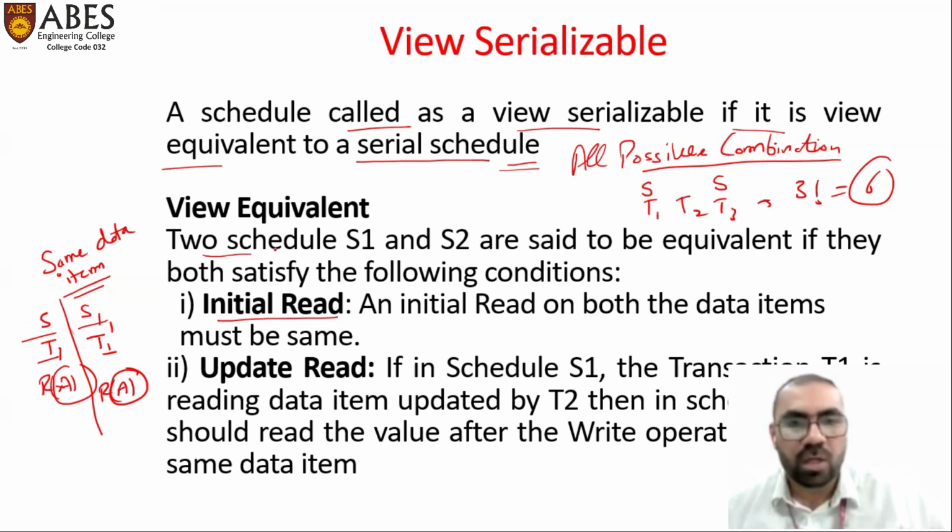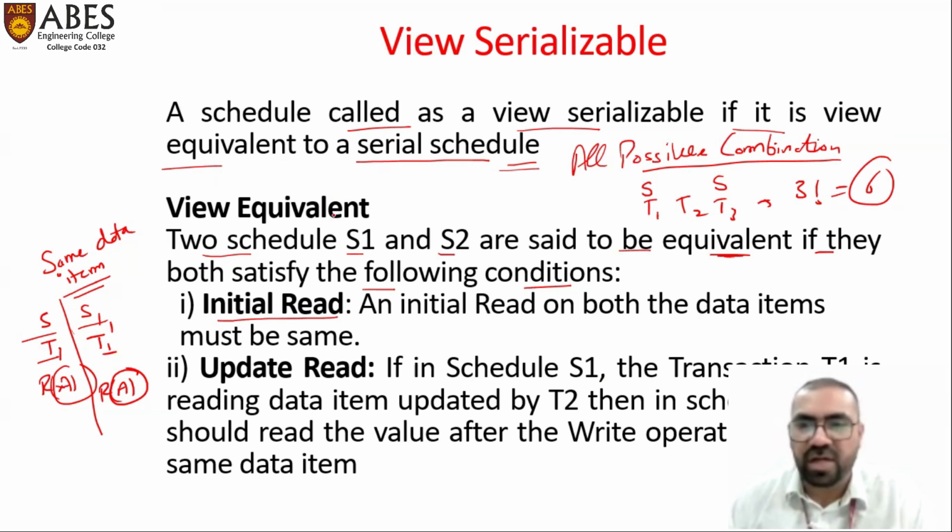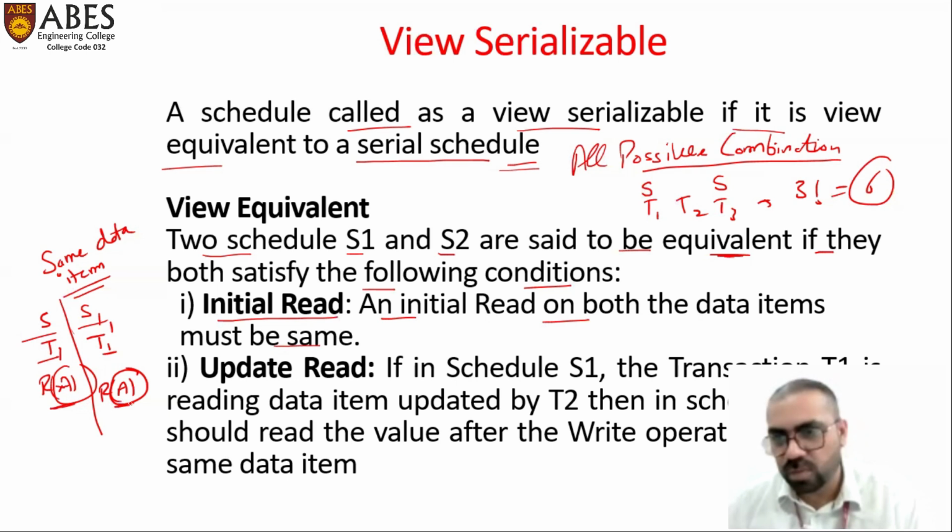So let us see: two schedules S1 and S2 are said to be equivalent if they both satisfy the following conditions. For S1 we have to cross-check, and for S2 we have to cross-check. If both qualify all 3 conditions, initial read, update read, and final write, and they follow the same thing in S and S1, then we can say that S and S1 are view equivalent. After that, we can find a serial schedule for it. Initial read means that for any data item, the initial read on both must be the same.